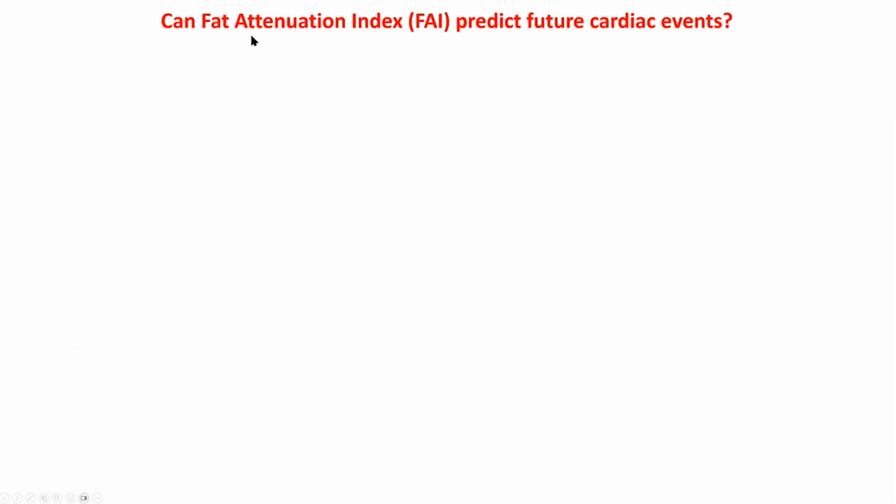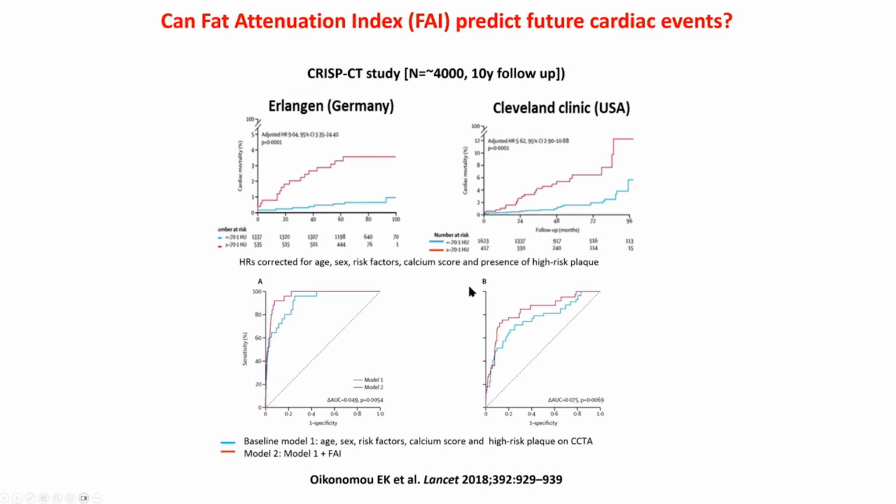Now, if this fat attenuation index predicts future cardiac events, then this has to be demonstrated in prospective studies. And this is what we did a few years ago with the CRISP-CT study. In this study, we included 4,000 patients, 2,000 from the US, 2,000 from Germany, and we saw this striking prognostic value of the fat attenuation index on top of age, sex, risk factors, the calcium score, as well as the high-risk plaque, the non-calcified plaque. And you can see this improvement of the C statistic by 5.4 to 7.5 units on top of the state-of-the-art risk stratification you have today that includes risk factors, calcium, and plaque.